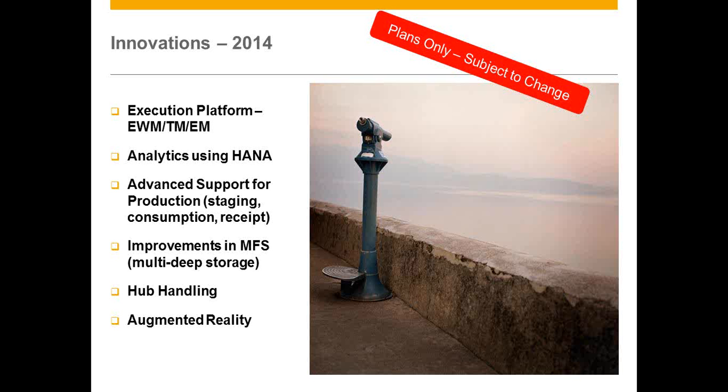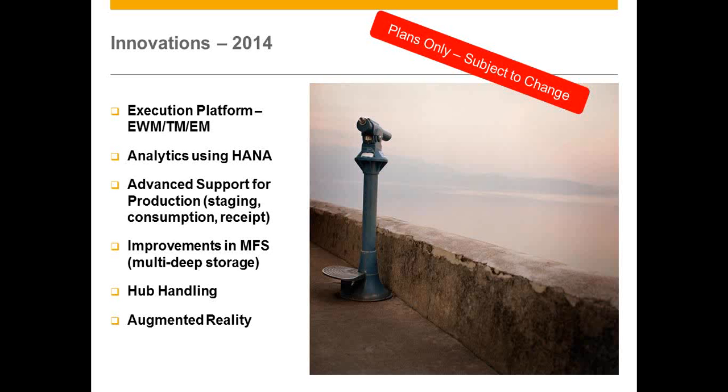In 9.2, which is planned for release in December, we have enhancements for production staging to address discrete industries and consumer products during production. Improvements in our material flow system to support double deep. Hub handling, which is to support warehouses that are more like transit facilities, where boxes kind of come in and are sorted and go out without a lot of actual warehousing going on.